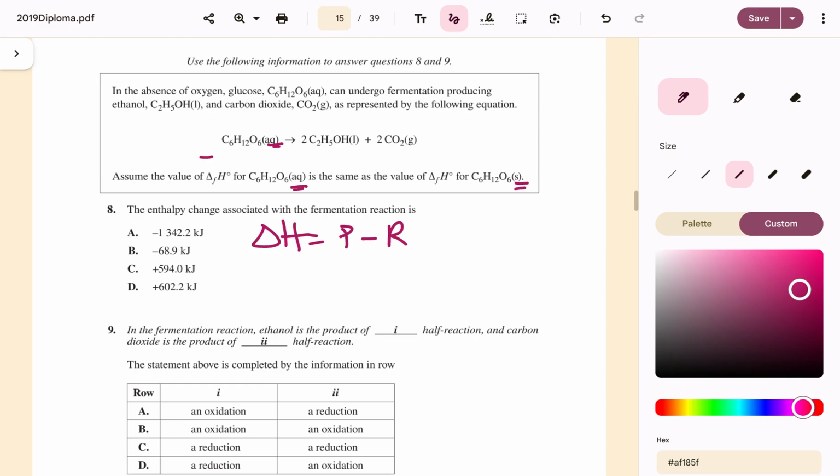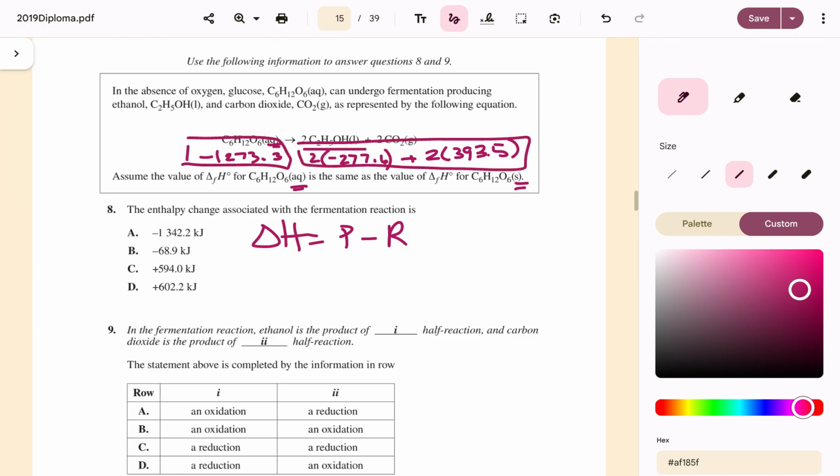So if I fill in these values, I get negative 1,273.3. And then for this part in here, there's 2 of them, so I'll have to multiply it by 2. So it was negative 277.6. And then with my carbon dioxide, it's going to be 2 times 393.5. And all of those are kilojoules per mole. So I'll add up my products, and then I will subtract my reactants, and you will get the answer B.